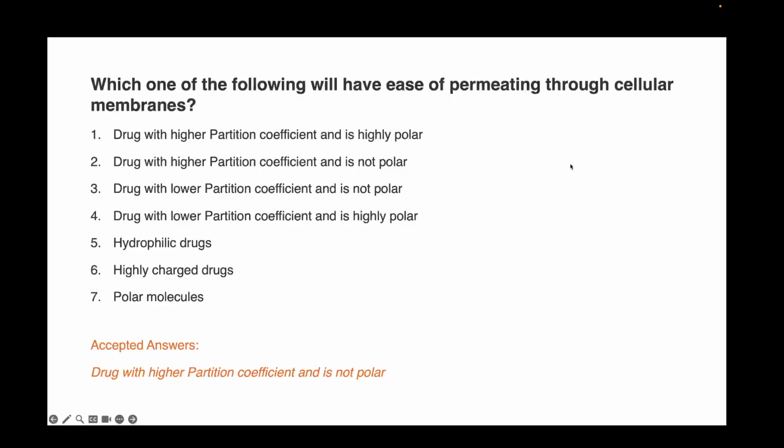The second option. For others, partition coefficient is basically the solubility of the drug in two different phases, oil phase upon the water phase, oil by water. So higher partition coefficient means it is more soluble in oil, and if it is non-polar, it will more easily permeate through the cellular membranes, which are basically lipophilic.